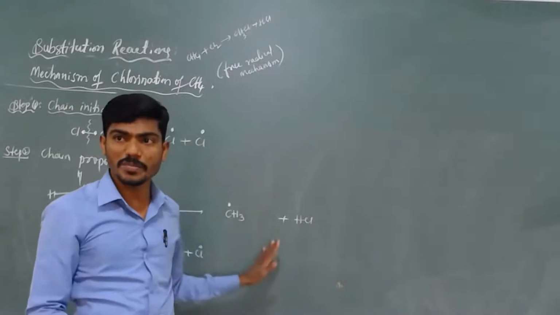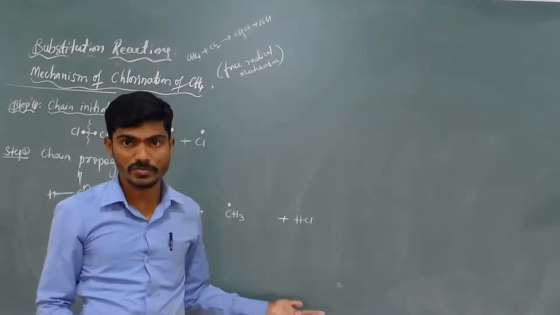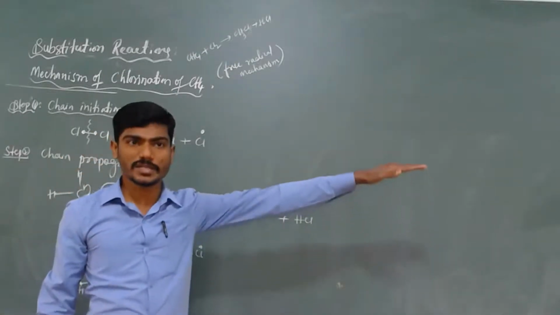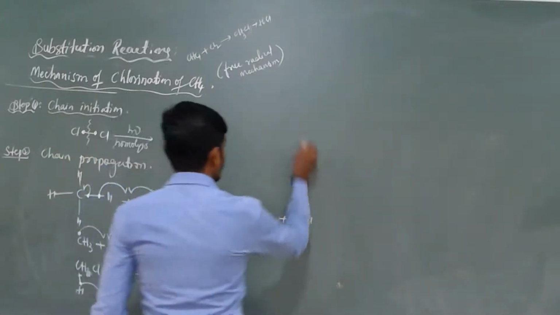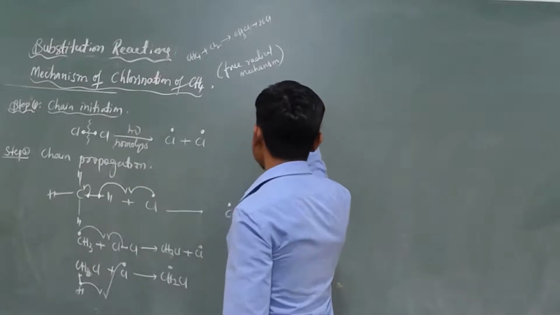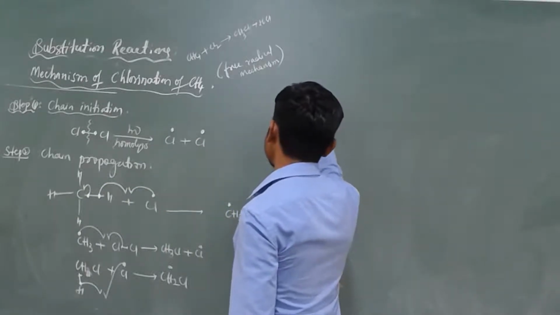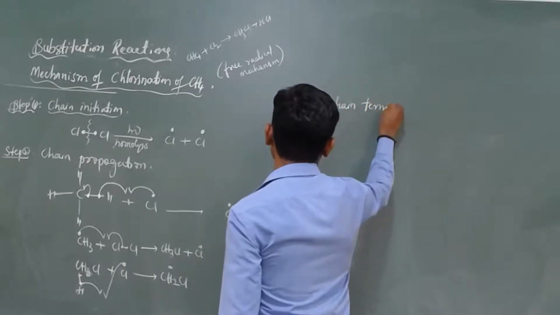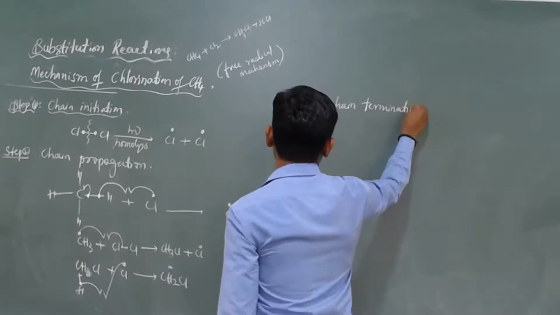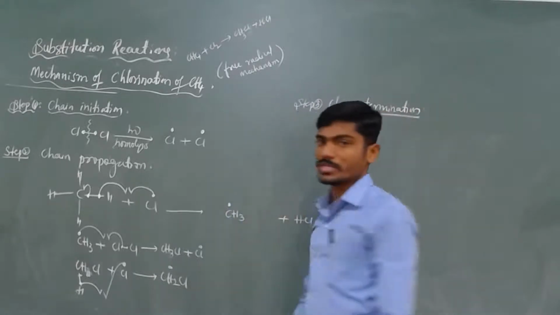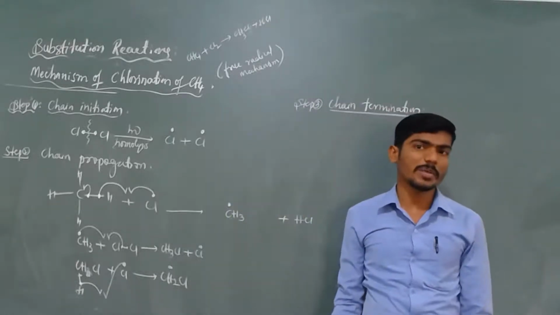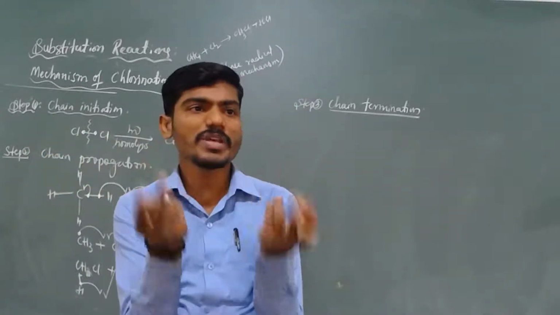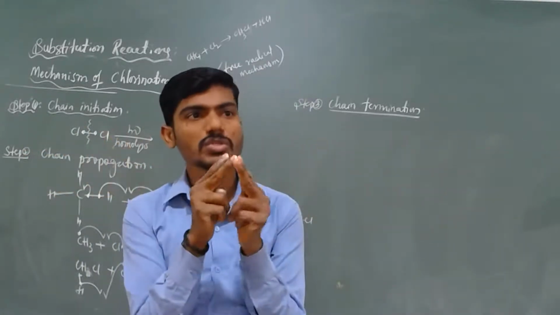So in this step, radicals are generated. Propagation: these reactions will continue and propagate till the end. And at the end comes the chain termination step, the last step, step 3. In the chain termination step, what happens? When two different radicals meet together, they make a bond. When two radicals combine, they give the product.